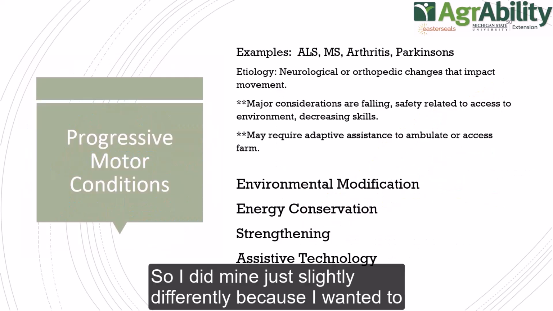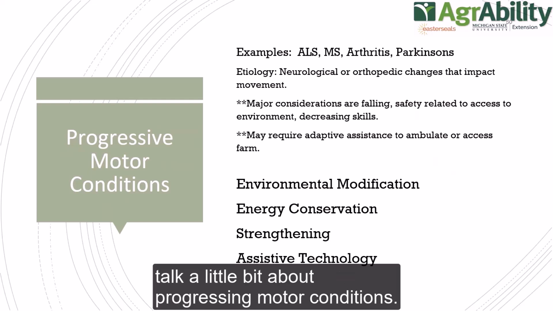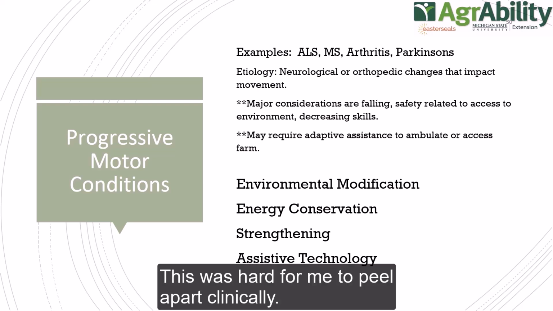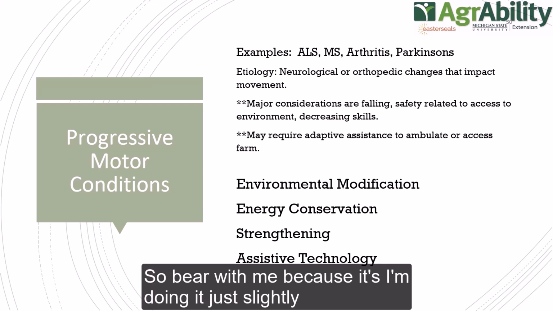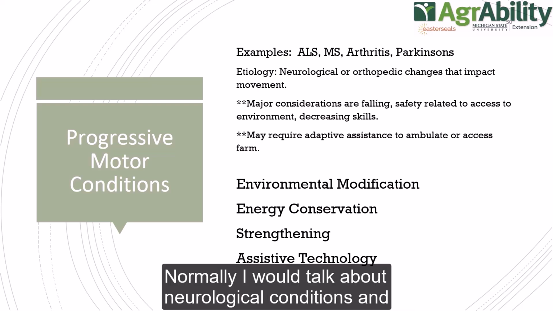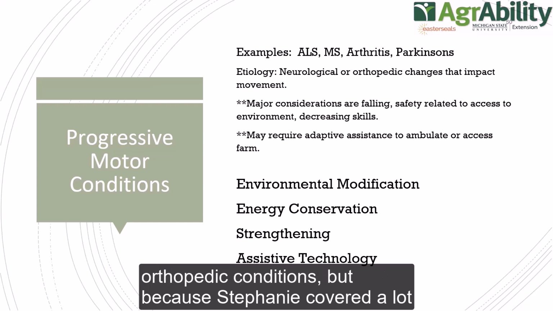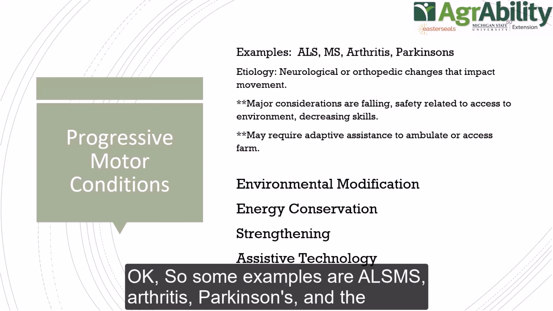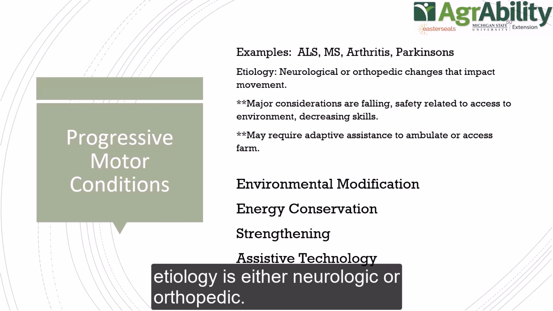So I did mine just slightly differently because I wanted to talk a little bit about progressing motor conditions. This was hard for me to peel apart clinically, so bear with me. Normally, I would talk about neurological conditions and orthopedic conditions, but because Stephanie covered a lot of the orthopedic conditions in non-progressive, I did it this way. Okay, so some examples are ALS, MS, arthritis, Parkinson's, and the etiology is either neurologic or orthopedic.